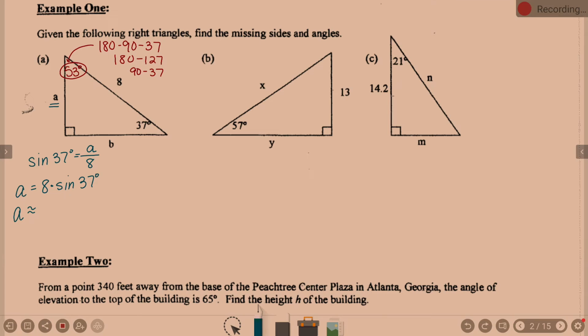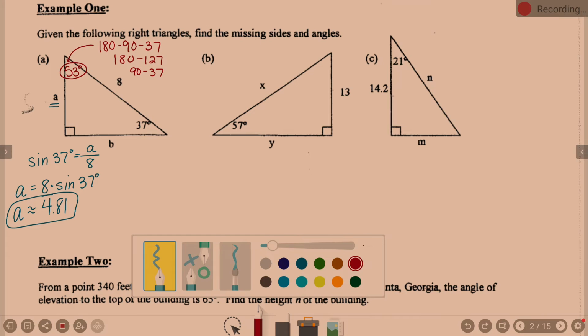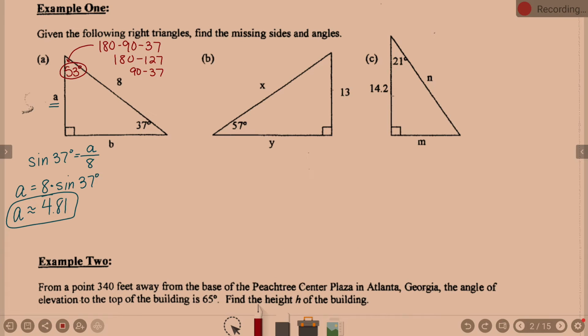So as I said, I have 2 decimal places, which is 4.81. Okay? Not done. Because, let's see. Angles, they gave me 90 and 37. I found 53. Angles, done. Easy peasy. They gave me 8. I found A. I don't know B. Not Pythagorean theorem, A squared plus B squared equals C squared.